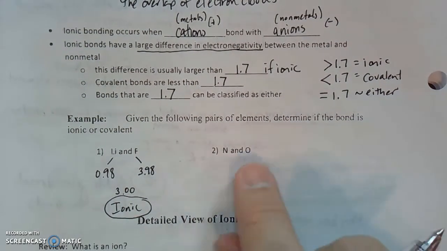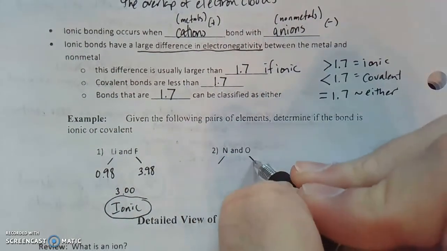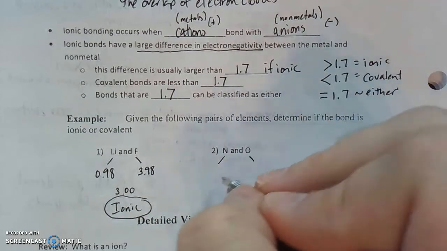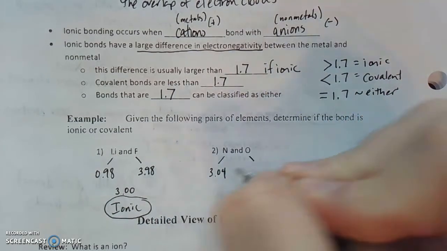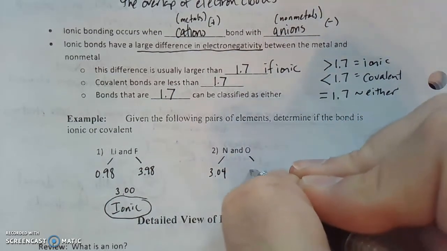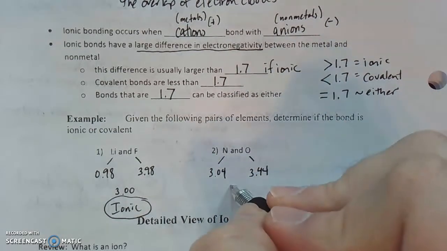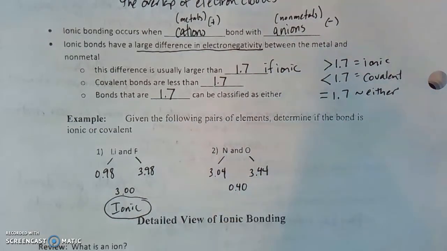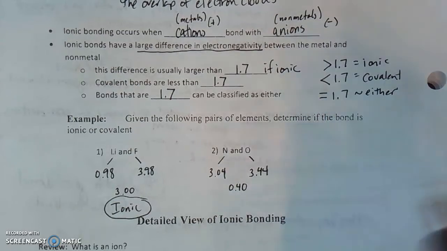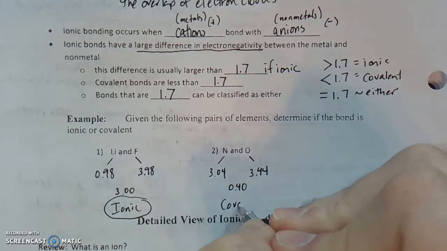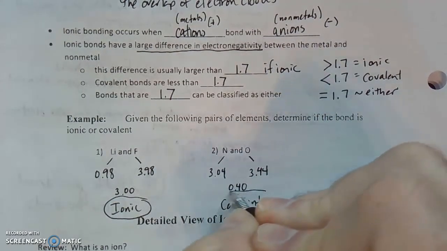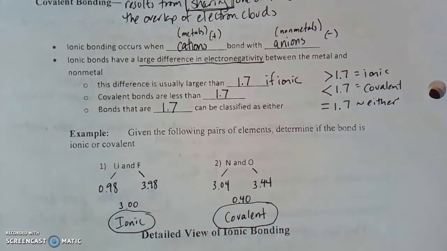If we look at nitrogen and oxygen, nitrogen's value from the chart is 3.04, oxygen is 3.44. The difference between these two is 0.40. That is less than 1.7. So a compound of N and O would be covalent.